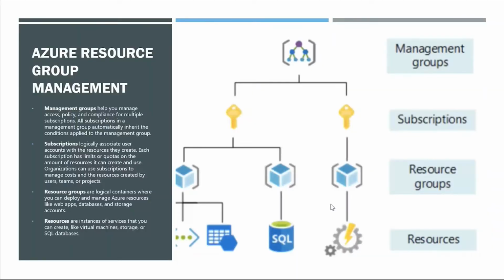So this is the structure. It starts off with your management groups all the way on top. Then it moves to multiple subscriptions that you can have within a tenant. And then you can have multiple resource groups, and within resource groups you can have multiple resources, right?